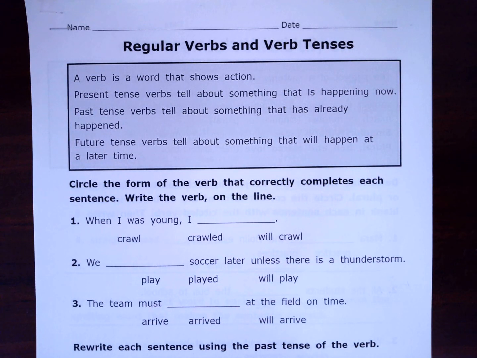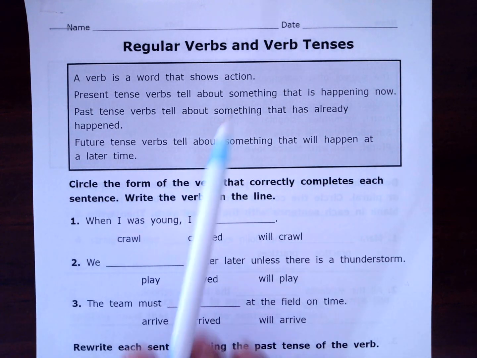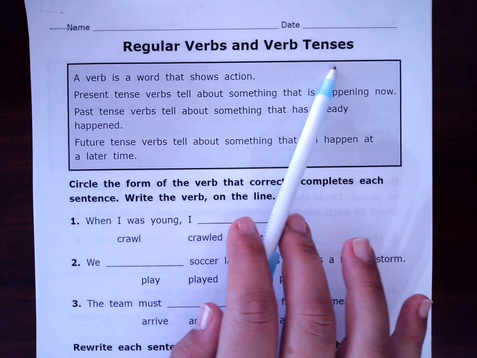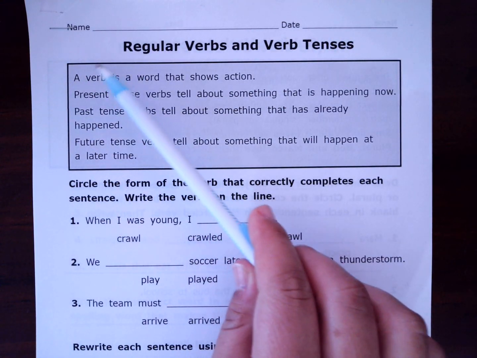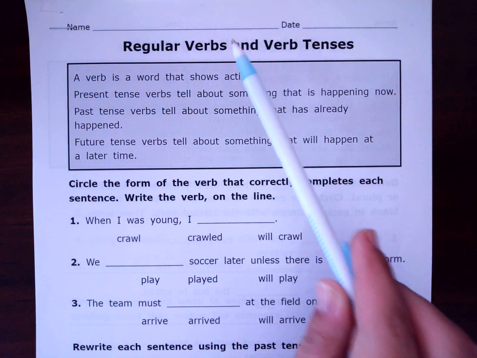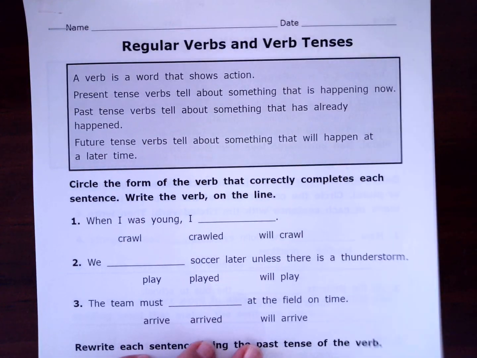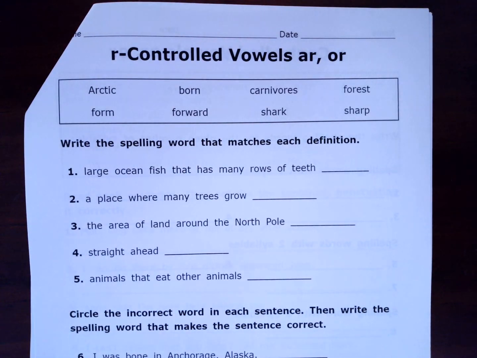Hi friends, we are going to do a phonics page that is in this packet called regular verbs and verb tenses. So this is the first page that you'll see, and this is part of your mandatory choice board assignments. You're actually going to turn to the next page, which is called R controlled vowels, AR and OR.